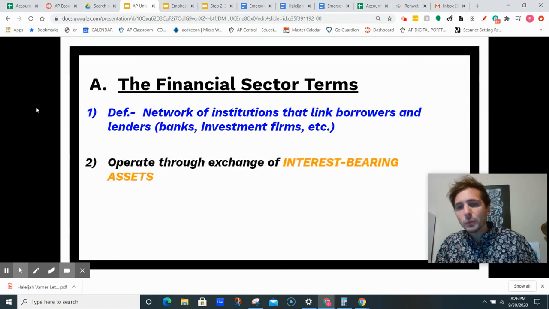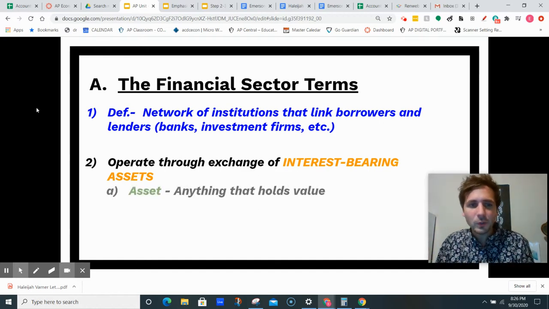In order to do this, we operate all this on interest bearing assets because it's all about lending money. When we lend money, we charge interest on the money that is lent. And then people like you and I can purchase a portion of those lent funds and get the interest in return. So we call those interest bearing assets.